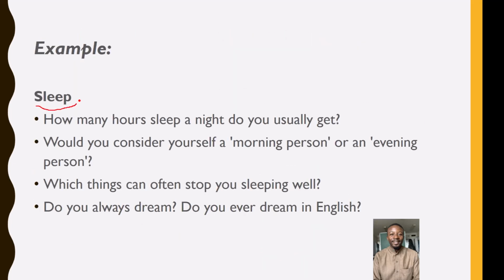Let's move on to looking at an example of closely related questions that could be posed to you in part 1. So you see, this, for example, talks on sleep. And the first question says, how many hours sleep a night do you usually get? So it's about you, it's personal. Second says, would you consider yourself a morning person or an evening person? And the third says, which things can often stop you from sleeping well? And lastly, do you always dream? And do you ever dream in English?